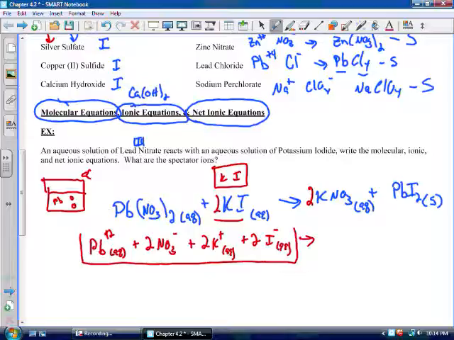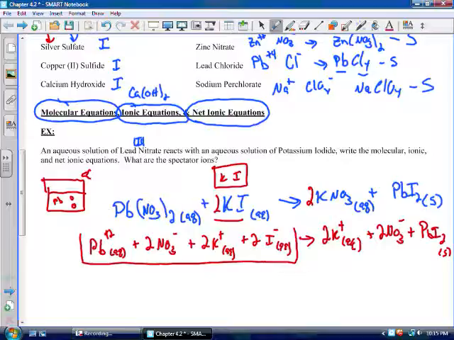On the other side is what is happening. The K and the NO3 continue to float around in water. They stay in ion form. So I have 2 NO3s floating around still, and I have 2 K pluses floating around. But the Pb and the I mix together in a 2-to-1 ratio to form something new, and they sink to the bottom of the container. They form a solid. Solids, liquids, and gases, state symbols, when you're writing your ionic equation, you do not break apart. You leave them alone. So this is the ionic equation, sometimes called a complete ionic equation.